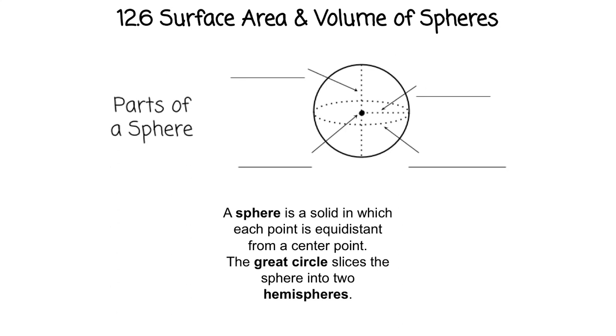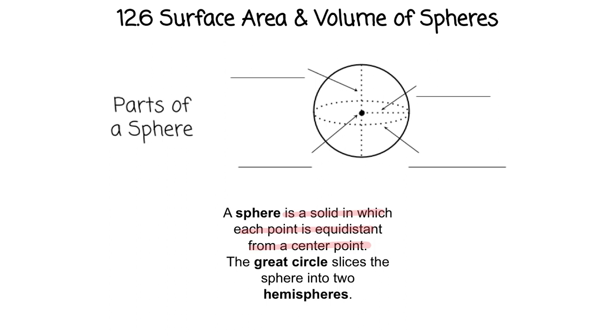Today we're going to learn about the surface area and volume of spheres. Today's lesson is going to be a little different because instead of just focusing on volume or surface area, we're going to do both in one lesson. So first of all, you need to know that a sphere, as you can see, the definition is on the page. It's a solid in which each point is equidistant from the center.